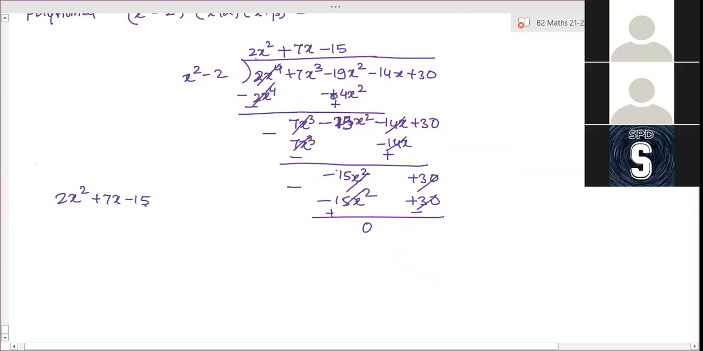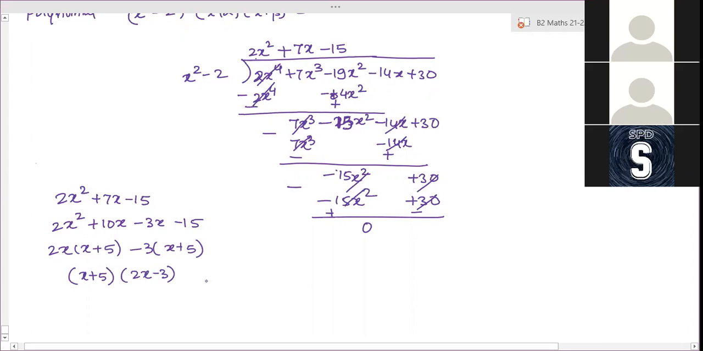So the product is minus 30. The factors are 10 and 3: 2x square plus 10x minus 3x minus 15. 2x into bracket x plus 5, minus 3 into bracket x plus 5. So x plus 5 into 2x minus 3 equated to 0. So the value of x is minus 5 or 3 by 2. So all zeros are root 2, minus root 2, minus 5 and 3 by 2.